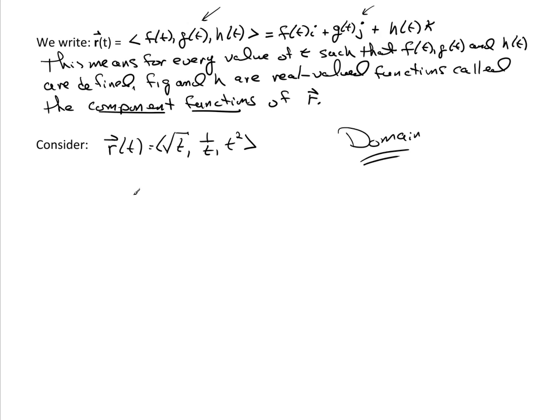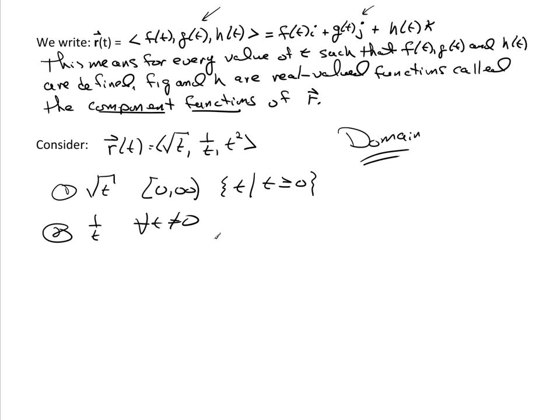Well, I'm going to take each component and look at the domains for each individual component. First of all, we take a look at the square root of t. Square root of t is defined on the interval 0 to infinity, or we could write t such that t is greater than or equal to 0, however you want to write it. 1 over t is defined for all t non-zero. And obviously t squared is defined for all t, for all real numbers.